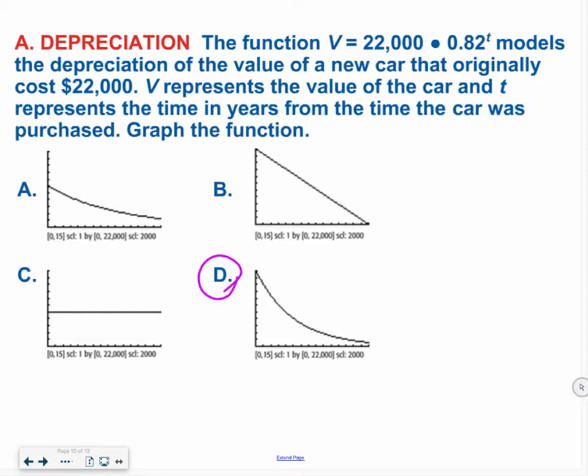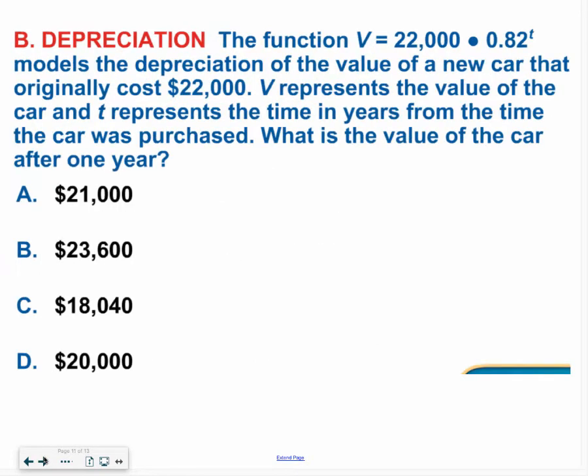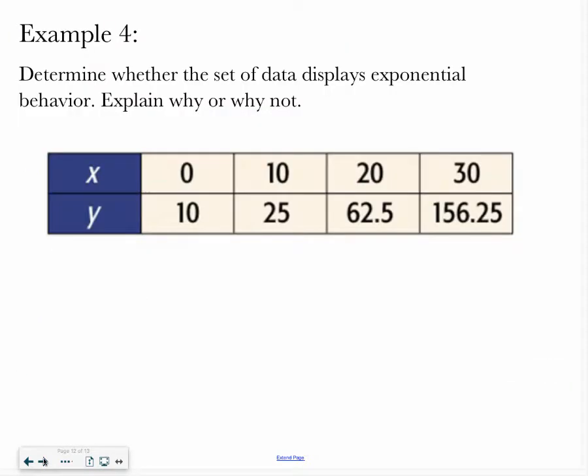Hopefully you said letter D. If you have questions, let me know. And then go ahead and look at part B. Hopefully here you ended up with $18,040. If you have questions, be sure to reach out for some help.